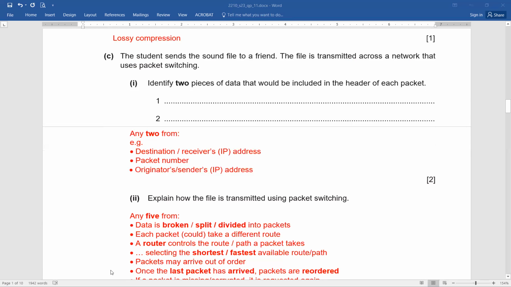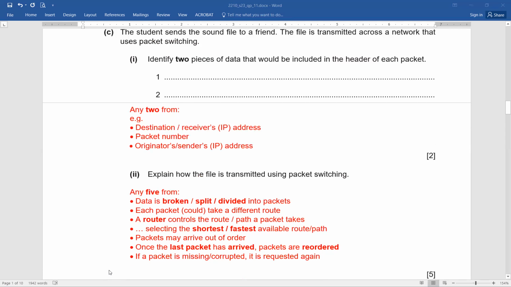And once it is reaching the destination, it may happen the packets are reaching out of order. Once all the packets have reached the destination, or we can say the last packet has reached the destination, then all the packets are reordered. And if any packet is missing or maybe it is corrupted, so that particular packet is only requested. And remember, the router's job is to find the best possible path, the fastest possible path to reach the destination.